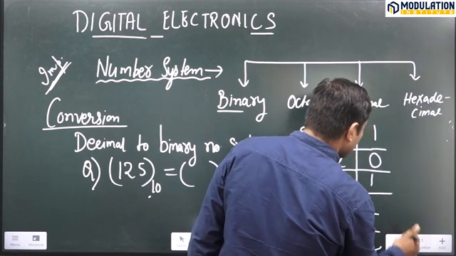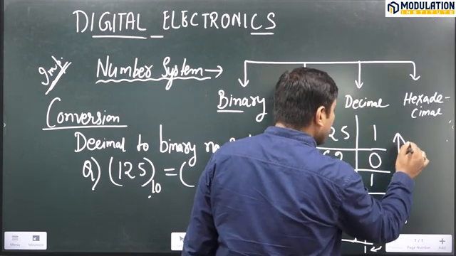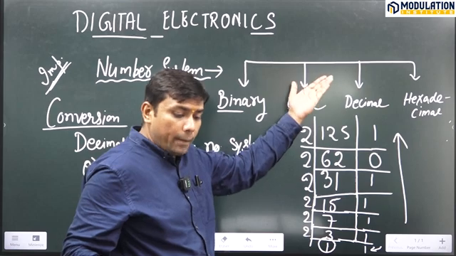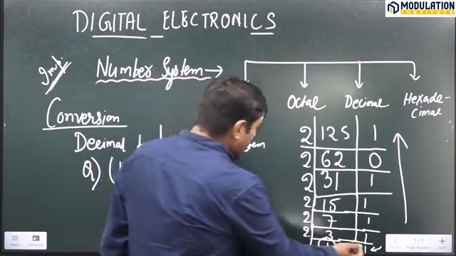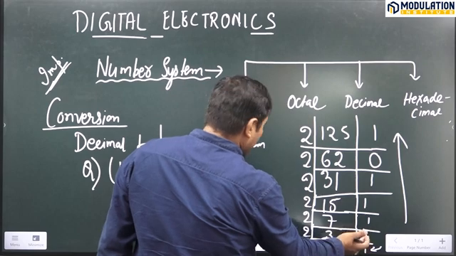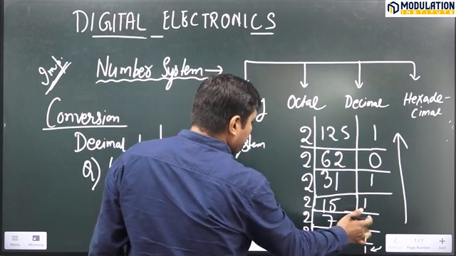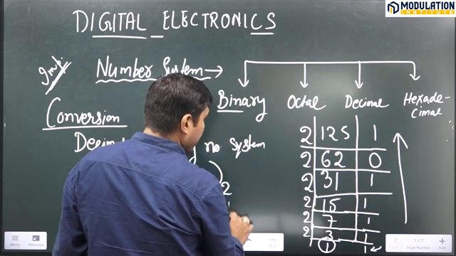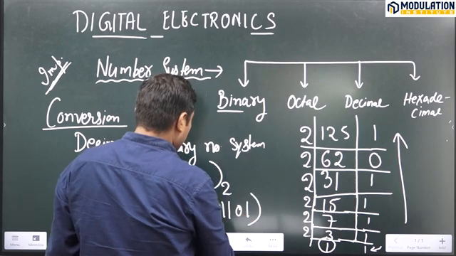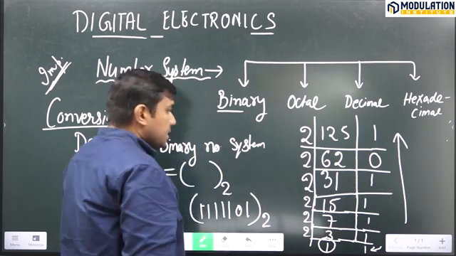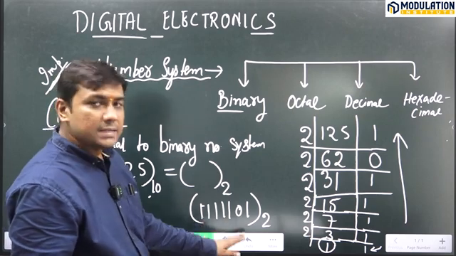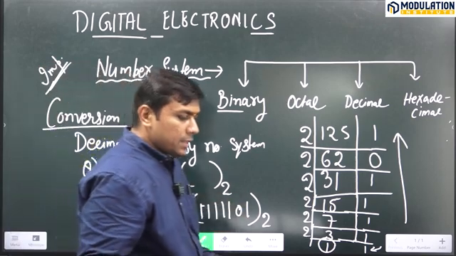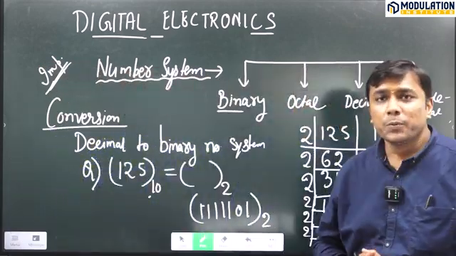So, we have to take the number from bottom to up. We have to take the digits from bottom to up. It means, what are the digits over here? 1, again 1, again 1, 0 and 1. So, this we got the digits, and this is the binary conversion. The data we got in the form of 0 and 1. So, this is the conversion from decimal to binary.